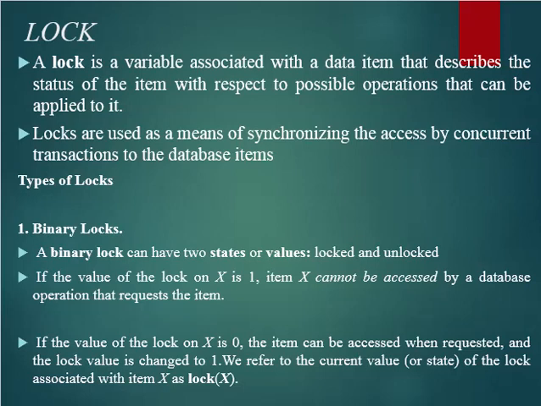So every data item is associated with a lock variable. When a transaction is trying to access a data item, first it has to check the lock value of that data item. If the value of the lock variable is 1, that indicates the transaction cannot access that data item currently. It may be held by some other transaction, so that transaction has to release it, and only then can these transactions access the data item.